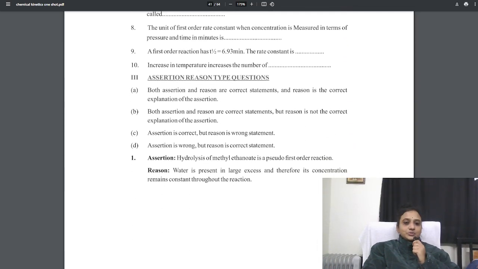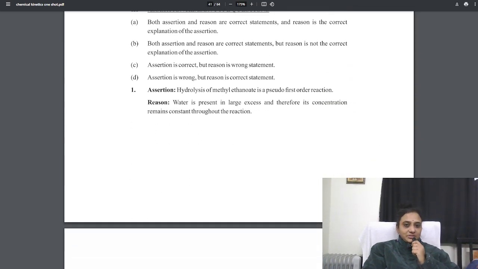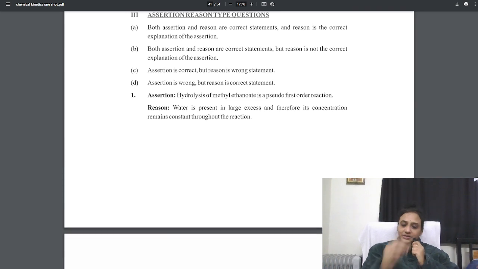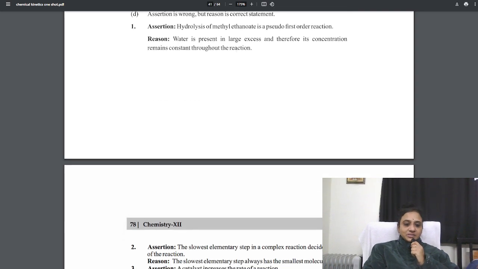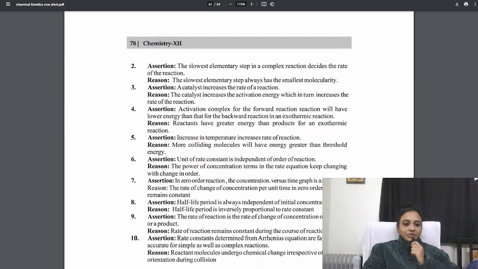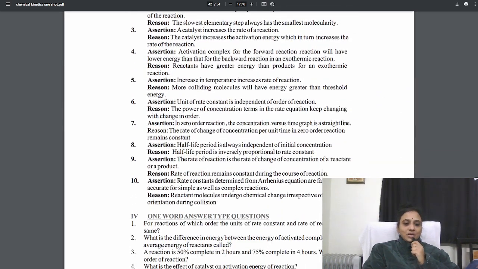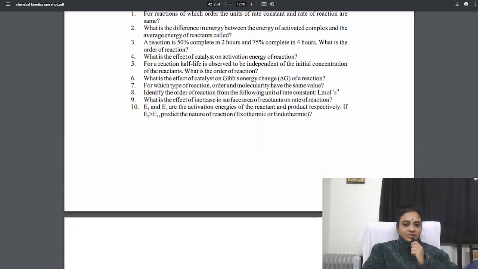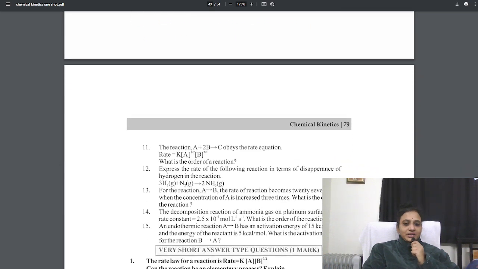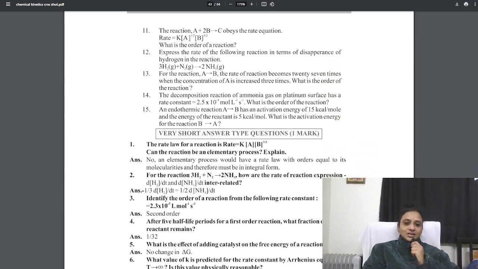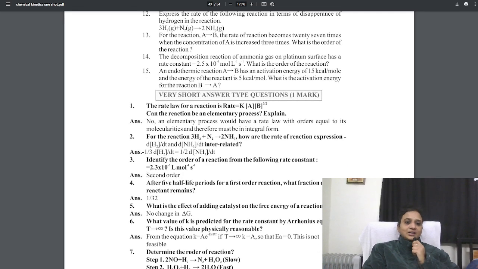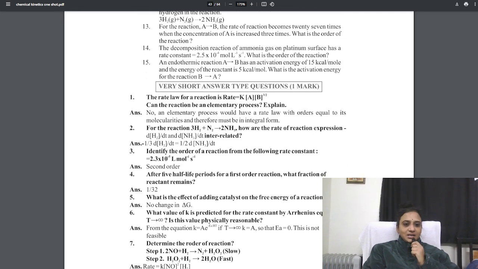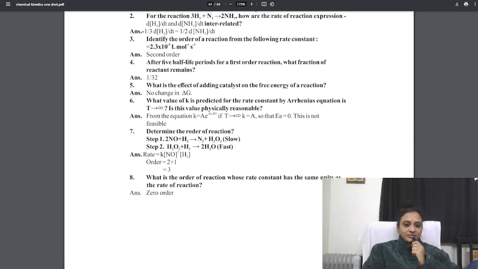Then I took assertion reasoning type questions. These are the assertion reasoning type questions. Compulsorily in your MCQs you'll be getting assertion reasoning type questions. Gradually from there you will go into one word answers. You have 1 mark questions. Yes, 1 mark questions are given here. After that, gradually very short answers, that is 1 mark with the answers. These are the questions and these are the answers you have. From there, very short answers.